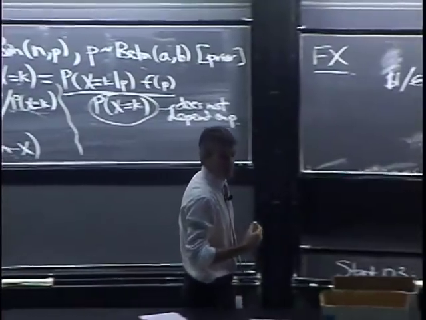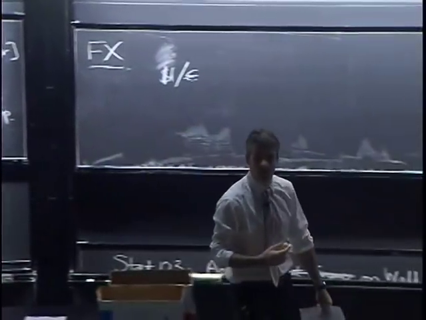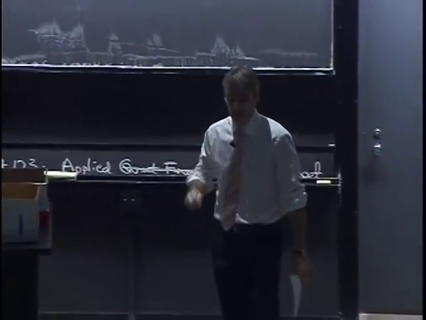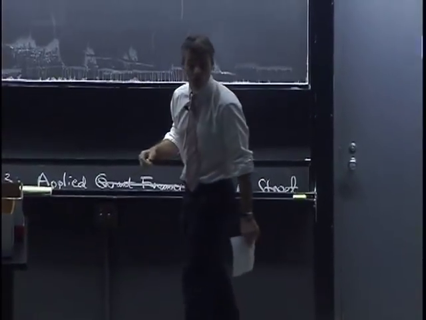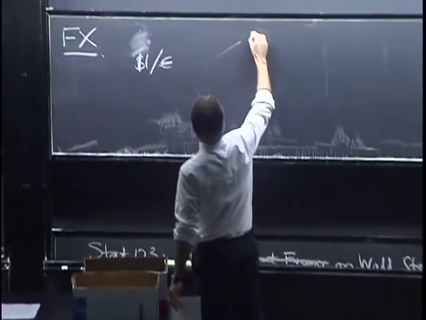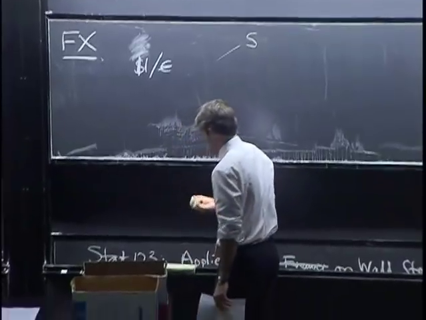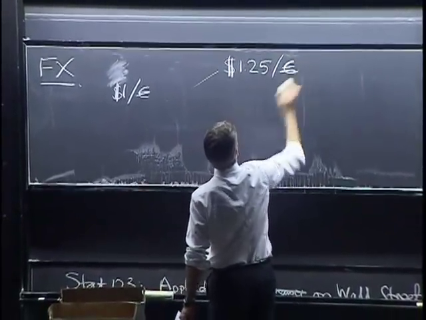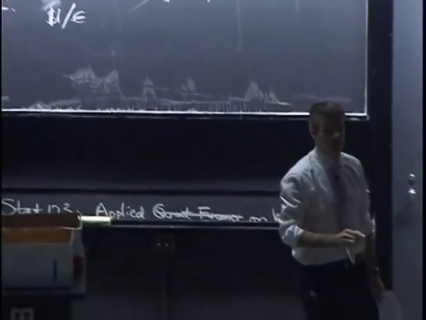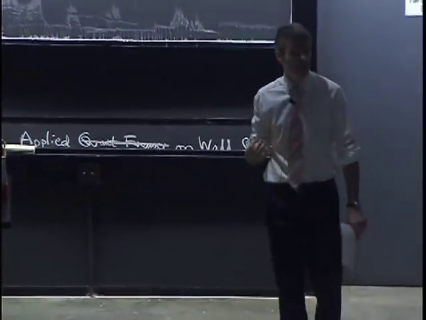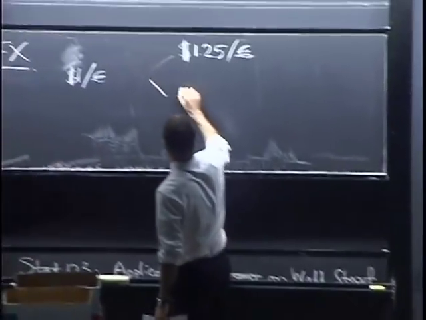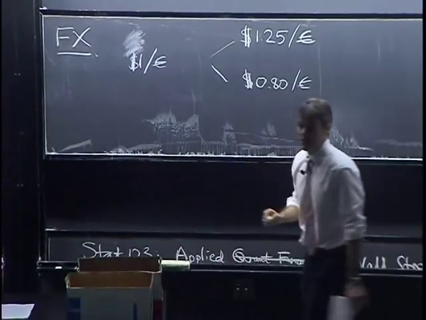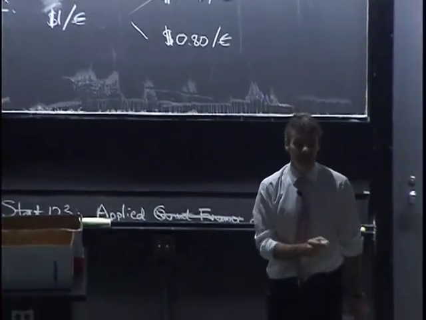Okay, and we're going to build a very simple probabilistic model. We're going to say there are two possible outcomes. The sample space in a year's time has two states. One where the euro becomes worth more. Let's just say it's now worth $1.25, so the euro is worth more. And one where it's worth less. Let's say 0.8. Okay, that's a random variable.